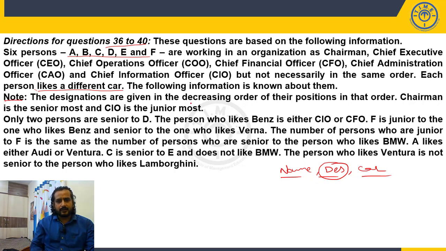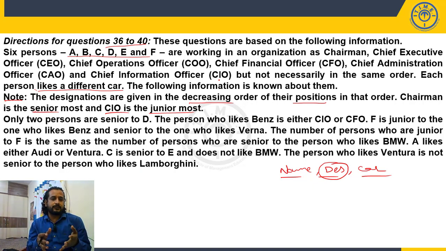The designations are given in the decreasing order of their position. So they are being given in order. Chairman is the senior most, CIO is the junior most. So if you are already aware of this kind of questions, then directly you can freeze the designations and go ahead with the clues. No need to read this entire information and waste your time.